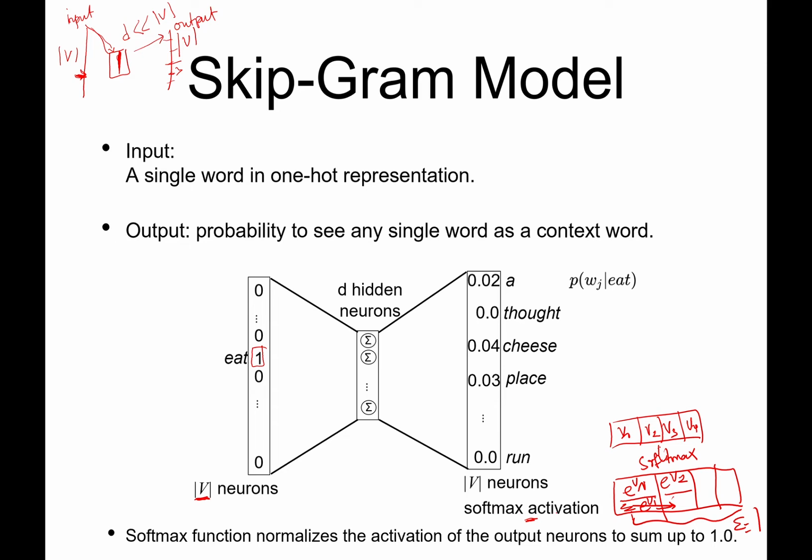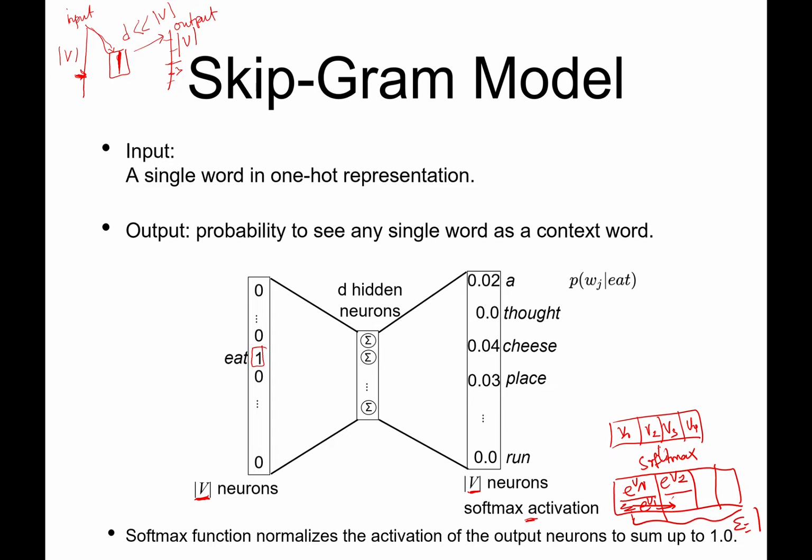So if you have a softmax activation, and as we said the output has to be the same size, then you're going to see the probability of the context words given the word that you have in the input, and you're going to try to maximize that. So those words that actually appeared in the context have to have a higher probability than the others.